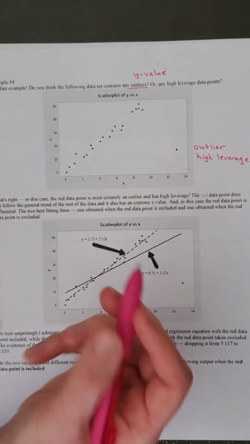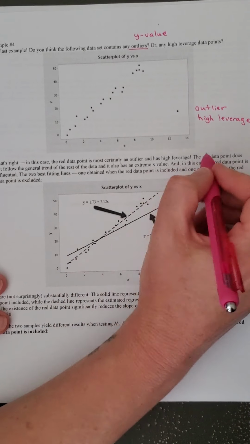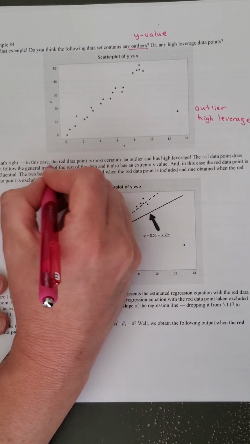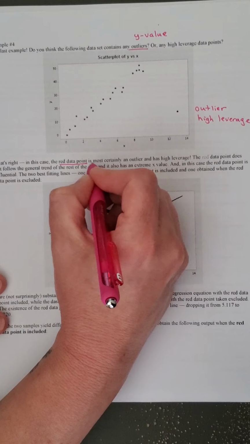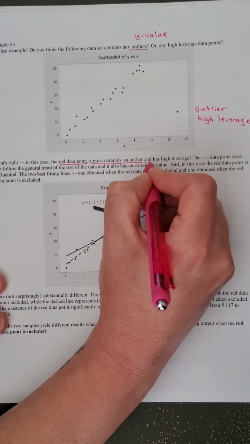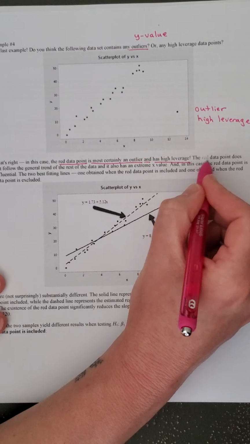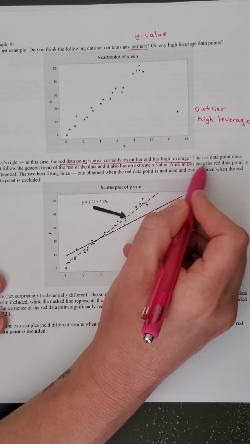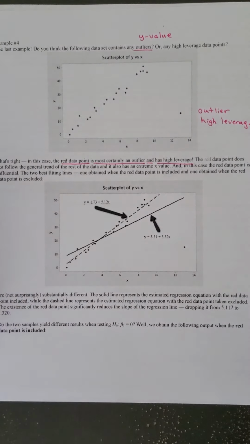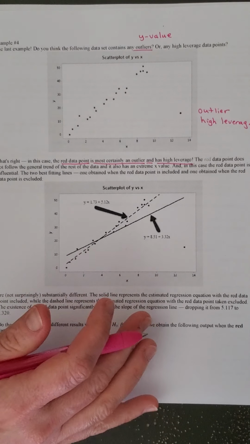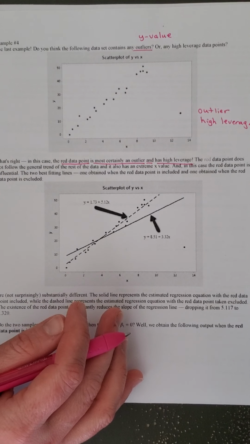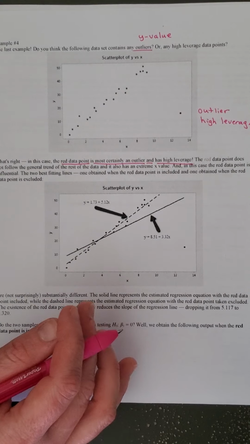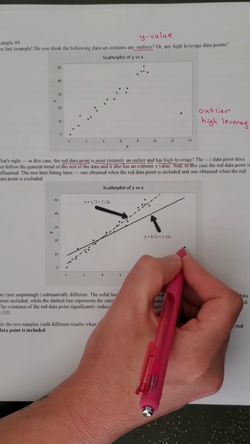Now to tell if it's influential, again, I'll go back. It says right here the red data point is most certainly an outlier and has high leverage. The red point does not follow the general trend of the data and it has an extreme X value. So both its X and Y values are extreme. Now they do a regression analysis on both with and without the data point.